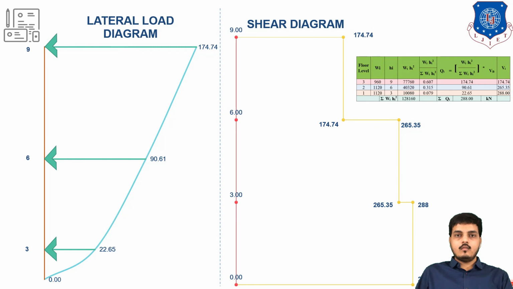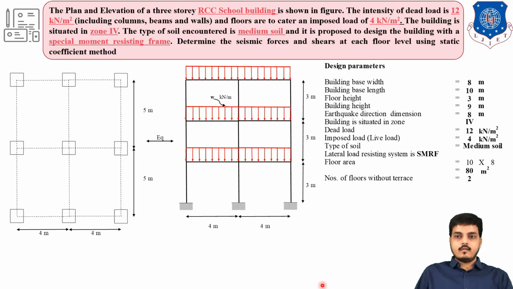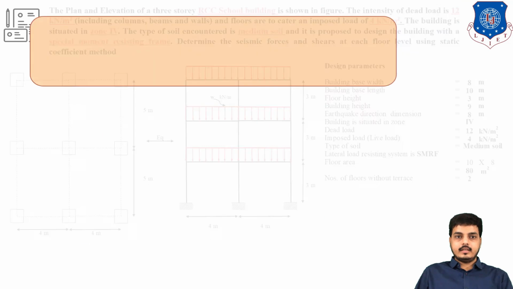So let's recall what we have done till now for the example. First we found out the total weight of the building. Then we found out the fundamental natural time period. Then the base shear VB, and we distributed it along the height. And then at last we drew the diagram. So this was our example.